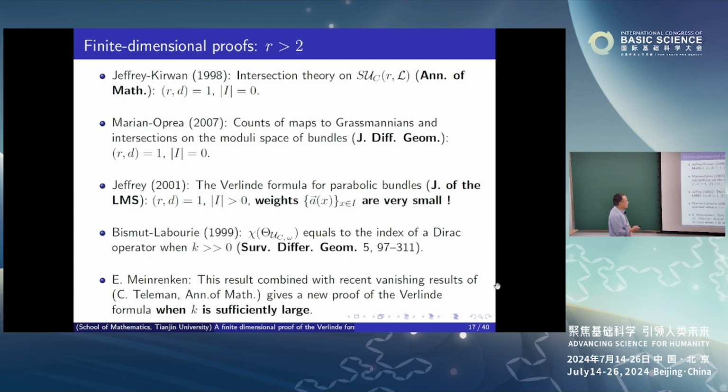Of course, after Beauville's paper, there has been some progress, I mean for r larger than 2. For example, in this paper, called the intersection theory on this moduli space, under this assumption it is the moduli space of stable vector bundles of fixed determinant without parabolic points. So in this case, this is a smooth projective variety, I mean, with Picard group, generally a Picard group.